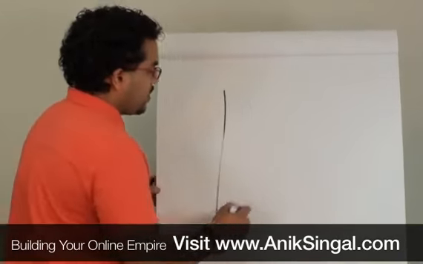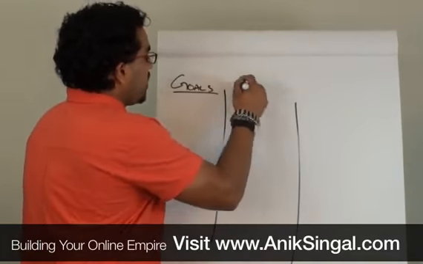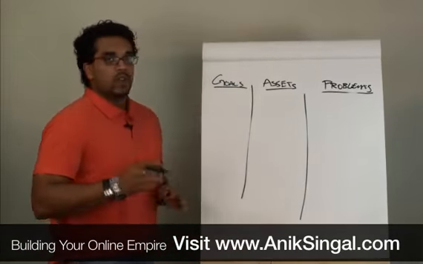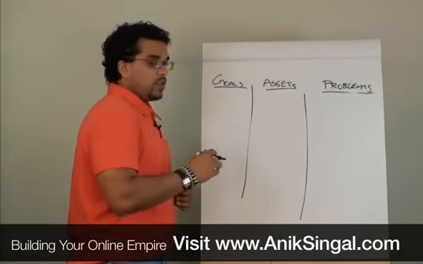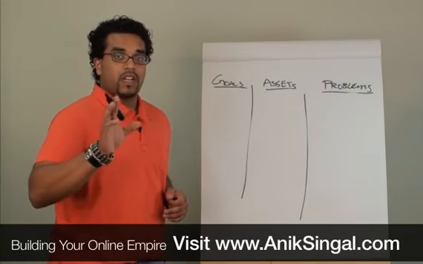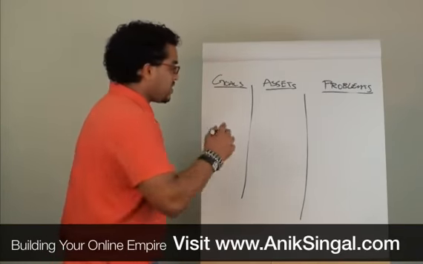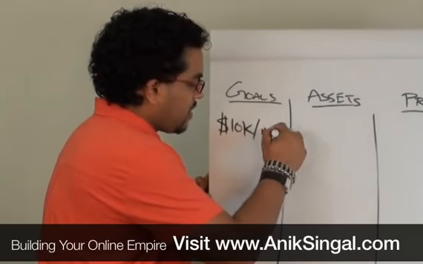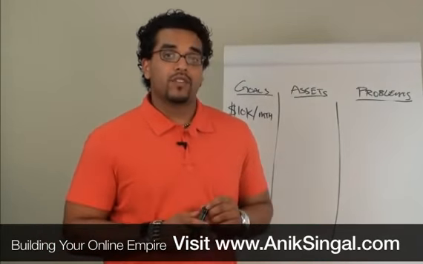So I'm going to draw 3 lines. This may not look pretty, but it is what it is. Okay? Goals. We're going to keep it very simple. I know you want to build a multi-gazillionaire empire, but we've got to do it in stages. So right now, I'm going to say that your goal is to make $10,000 a month. That was my initial goal when I first got started.